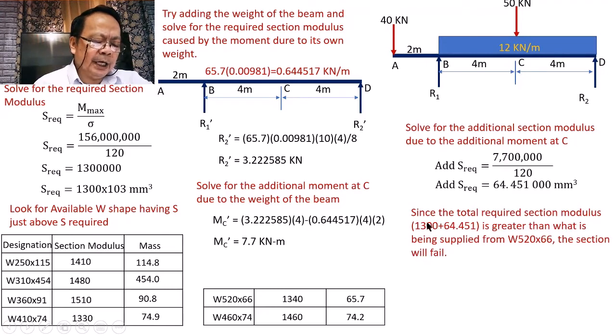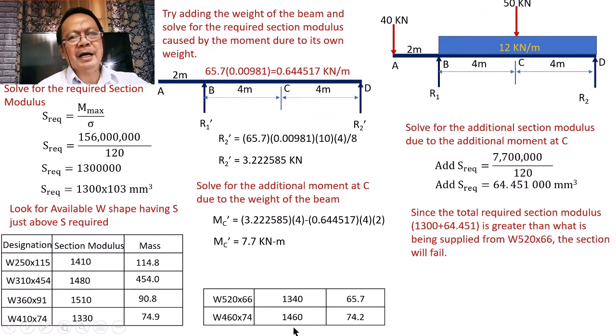Ito sabi dito, since the total required section modulus is 1,300 plus 64.451, it is greater than what is being supplied from this section, which is only 1,340. Sa makatwid, if we shall be using W520 by 66, it will fail because it will have lesser section modulus. So, hindi natin pwedeng gamitin itong W520 by 66. Ano gagamitin natin? So, we will be selecting the next lighter section, which will be W460 by 74, offering a section modulus of 1,460.